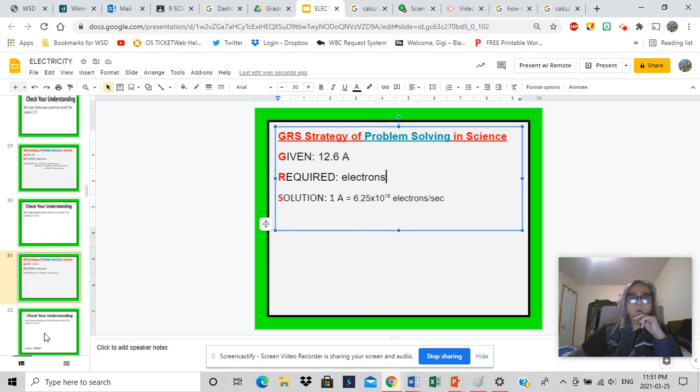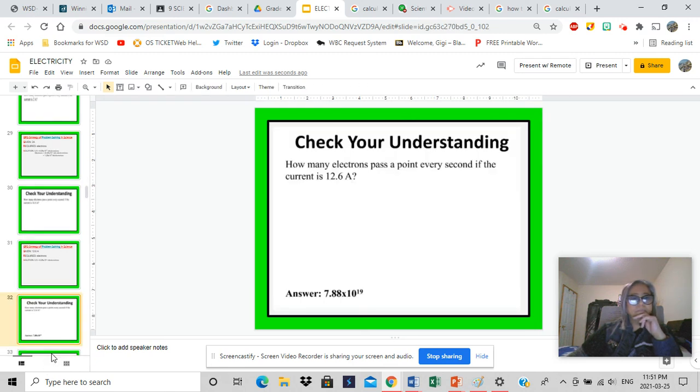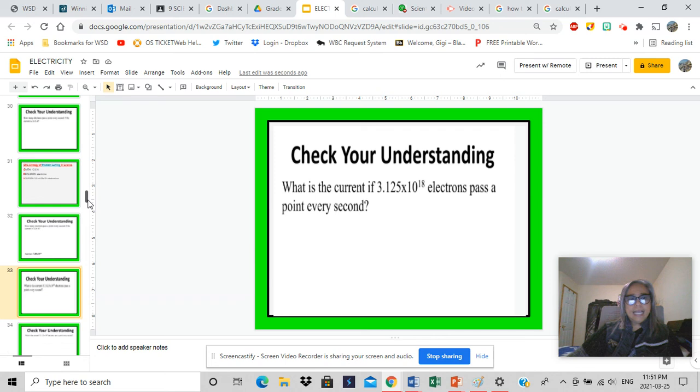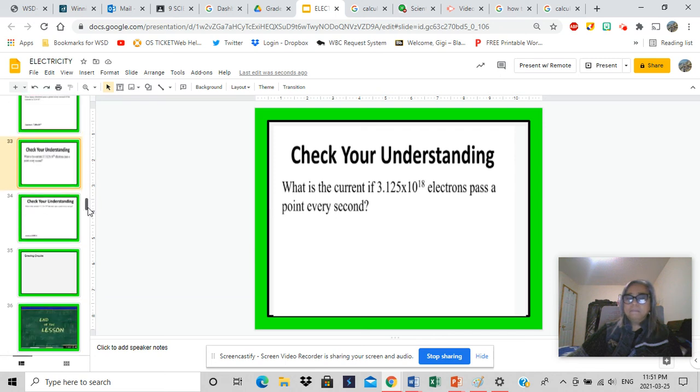And this is the third problem. What is the current if 3.125 times 10 to the 18 electrons pass a point every second? So again, go by our first example, right? Give it a try, and I'll give you some time to just process through this short DI so that you can figure things out. But we'll come back to it together in class, okay?